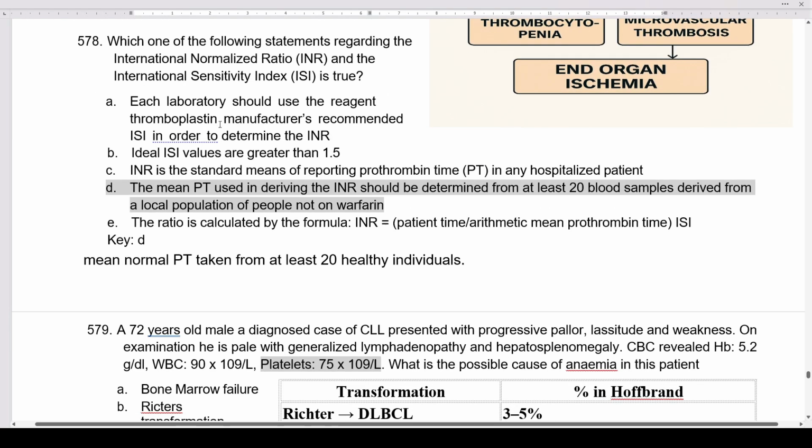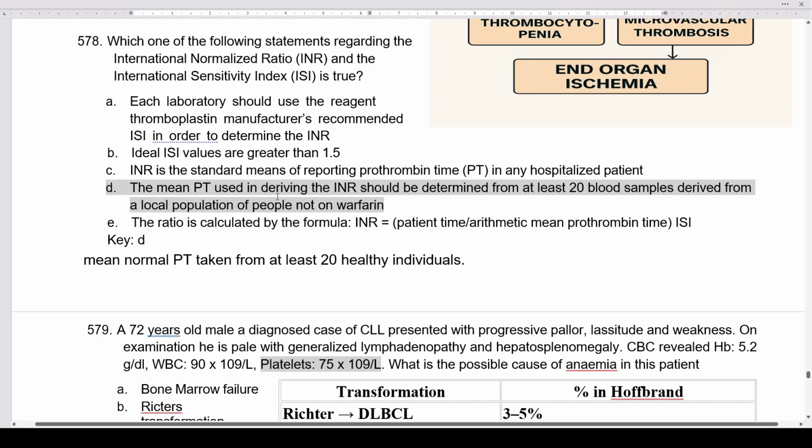Next question: which of the following statements regarding the INR and the ISI is true? Each laboratory should use the reagent thromboplastin manufacturer's recommended ISI in order to determine the INR. The ideal ISI values are greater than 1? No, should be closer to 1. INR is the standard means of reporting prothrombin time in any hospitalized patient? No, we do it in the patients who are on warfarin, not all the patients.